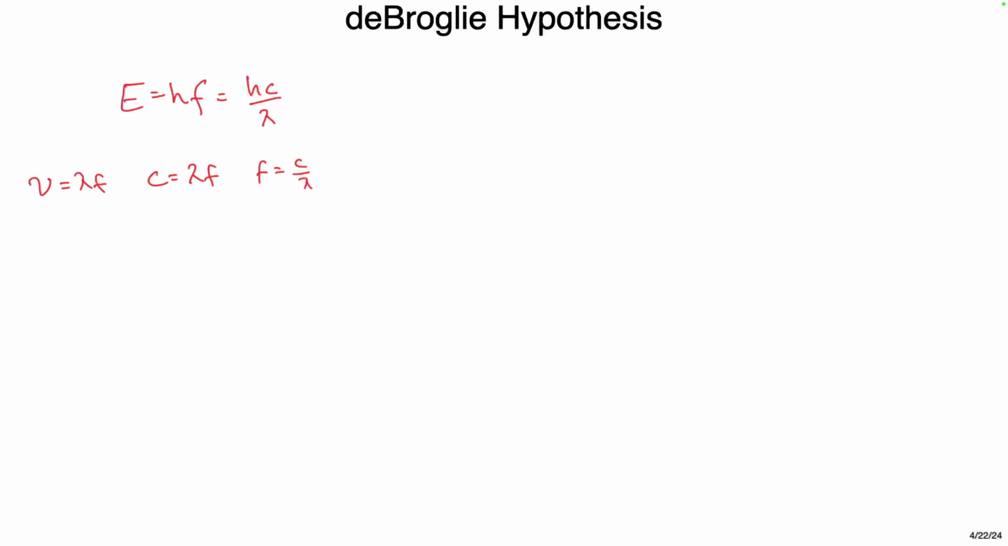And so this isn't anything new. This isn't even worth a PhD in physics. And then de Broglie said, well, remember, Einstein taught us that light has momentum.